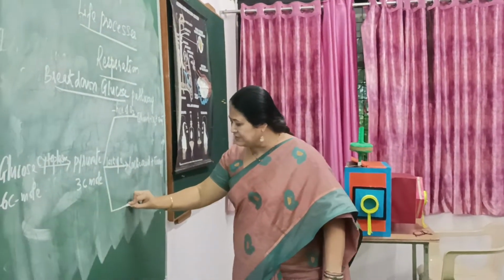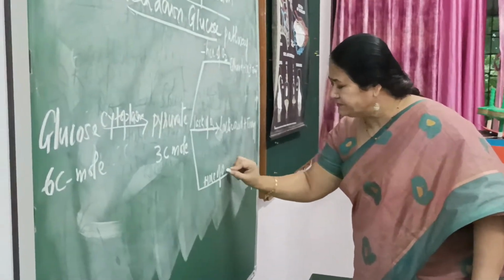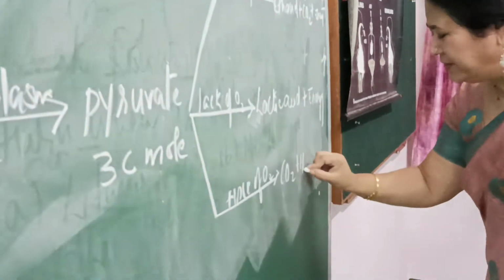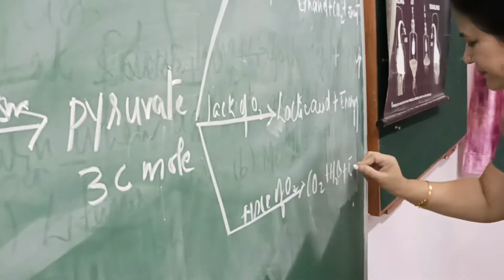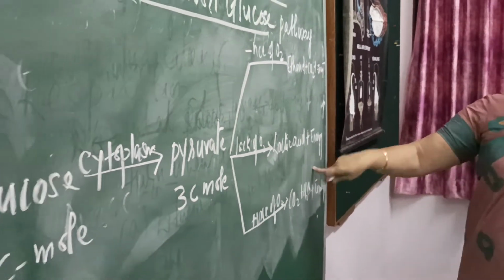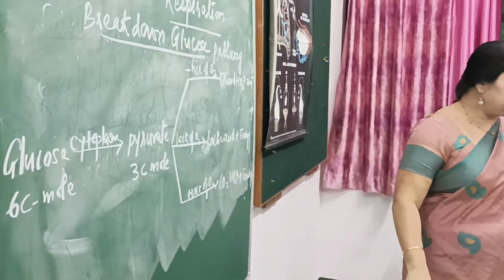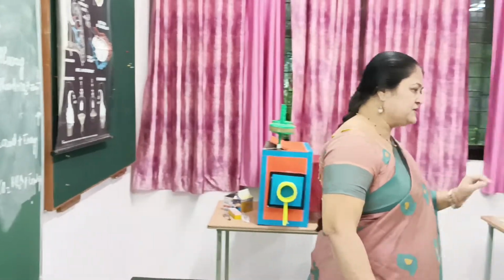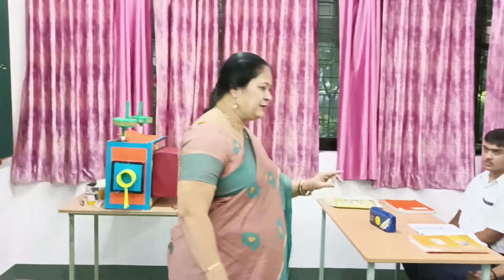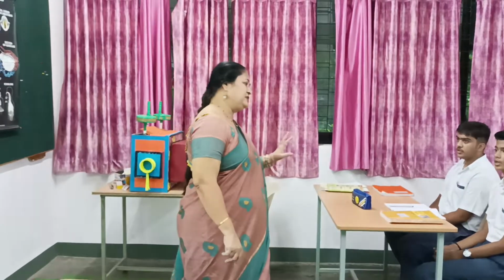And in presence of oxygen, it will form carbon dioxide plus water plus energy. One more thing here I would like to explain to you. Why is it known as cellular respiration? Because the process of breaking down the 6 carbon glucose molecule into 3 carbon molecules is taking place in the cytoplasm, which is there in the cell. So it is known as cellular respiration.